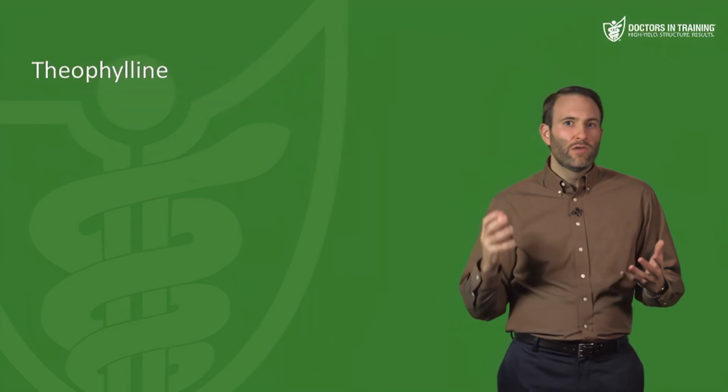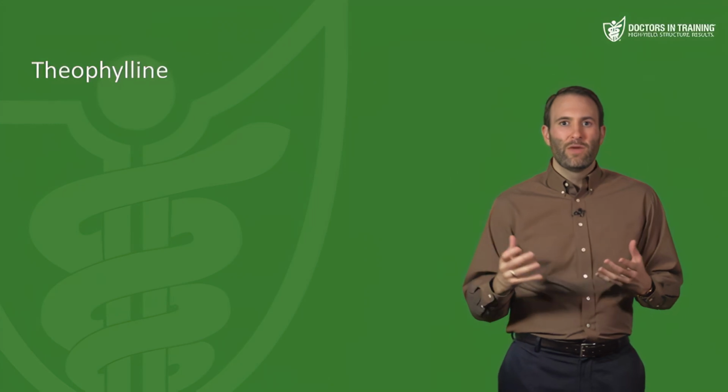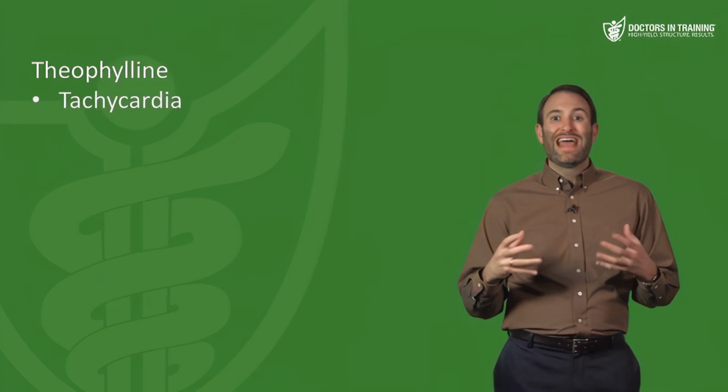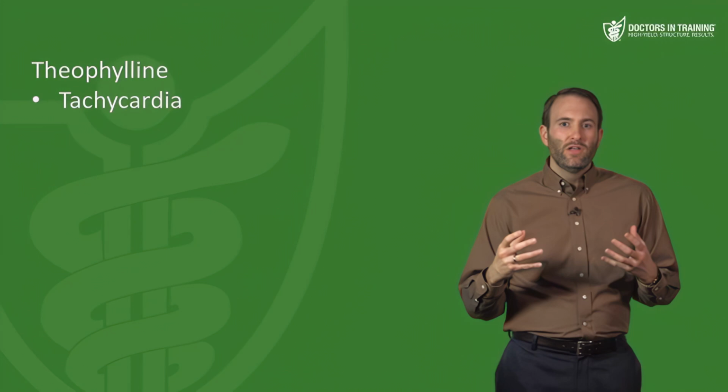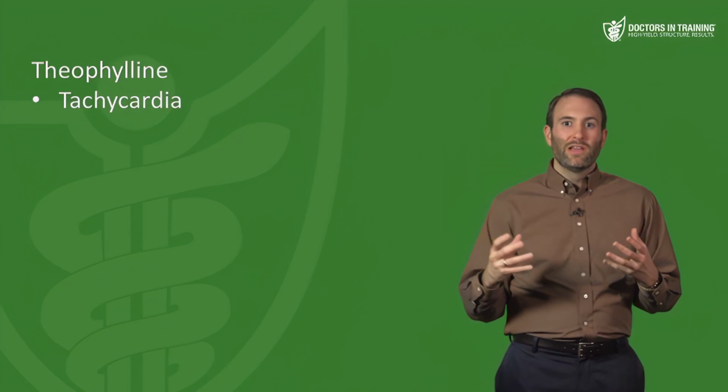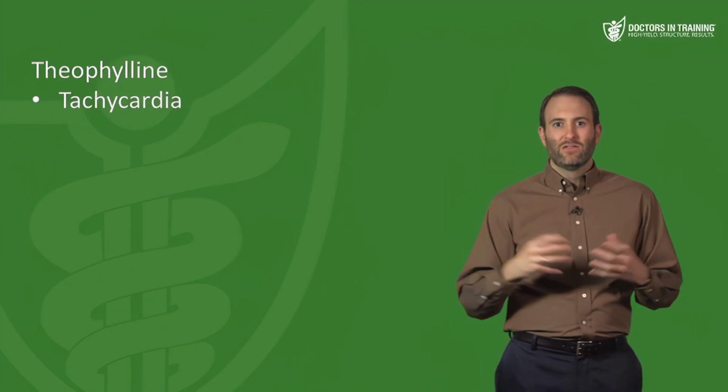Next, we have theophylline. So theophylline, we use that in a lot of our asthmatic patients, typically causes an overdose tachycardia. With that tachycardia, you're going to want to use something like a beta blocker to counteract that fast heart rate. All right, that's the end of the lecture part.